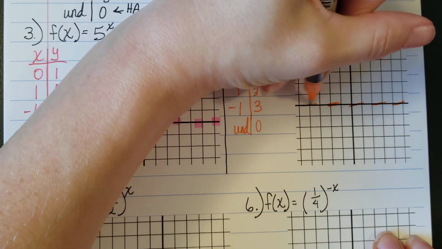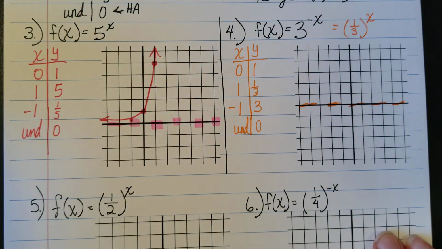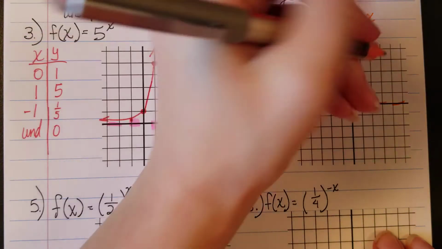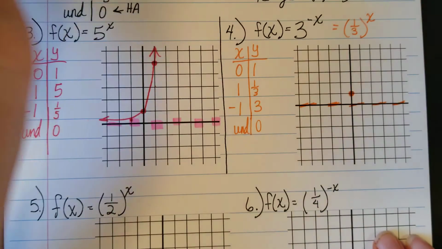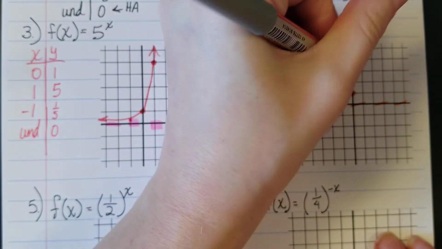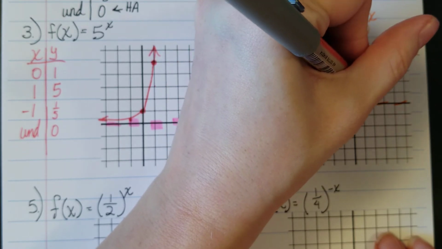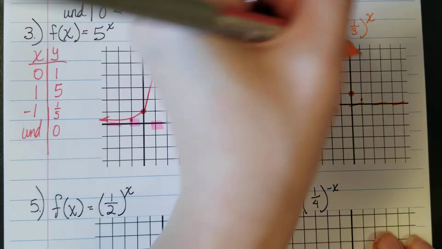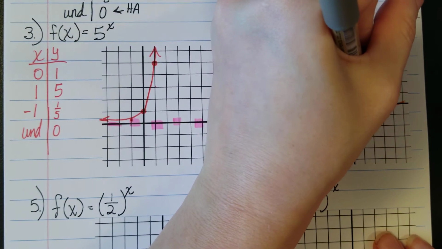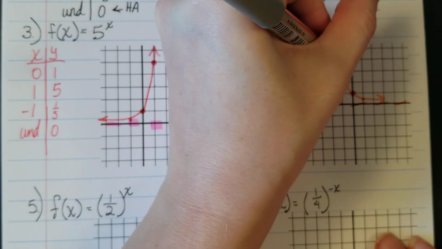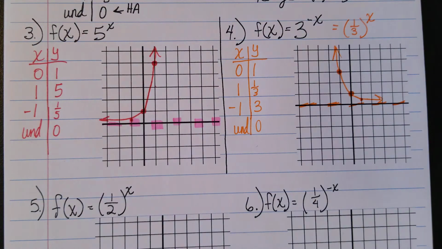So here's the asymptote. And you have a point 0, 1 as always. And then -1 and 3. There we go. There's our graph.